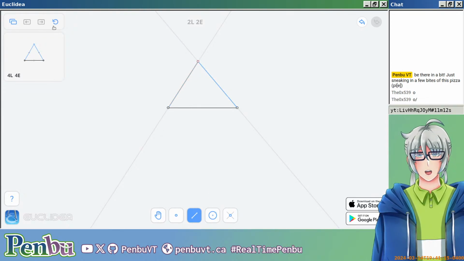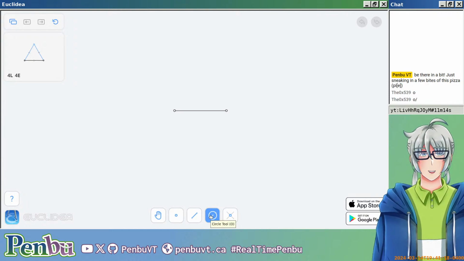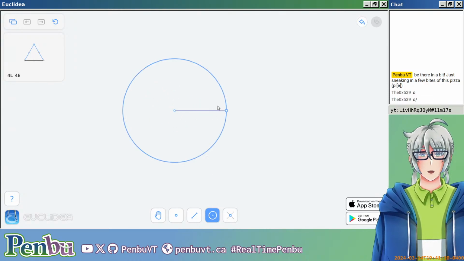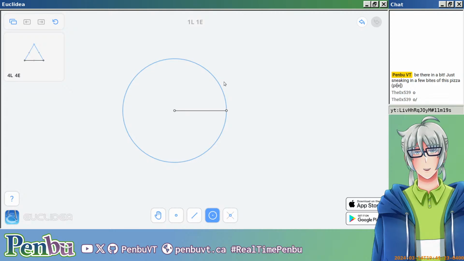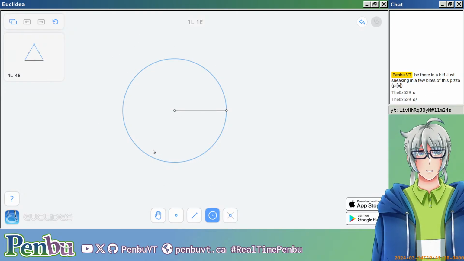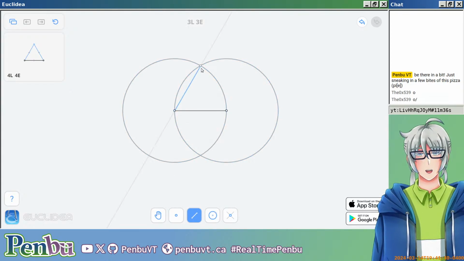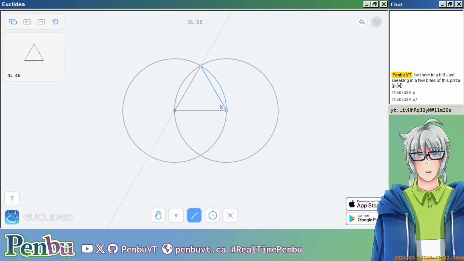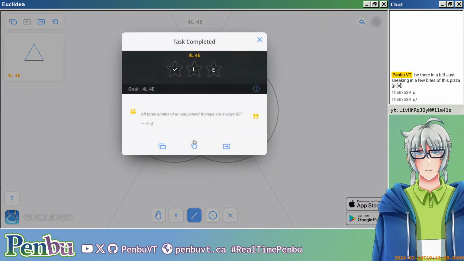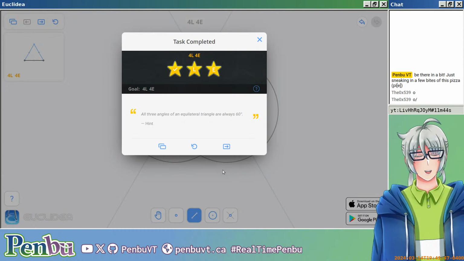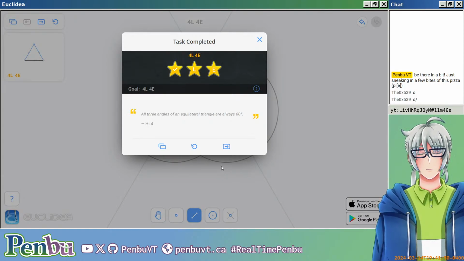How do I undo? Reset. But we can use a compass, so the circle tool here, because we know that from the center of a circle to its edge is always going to be the same length. So if we put 2 of these together, then we know that this point where they intersect has to be the same as this length here. We're going to draw a line from here to here, and another one from here to here, and this is our triangle. All 3 angles of an equilateral triangle are always 60, says the hint.